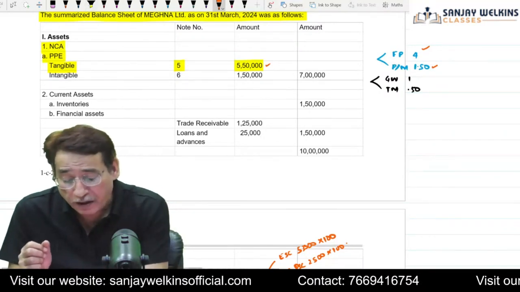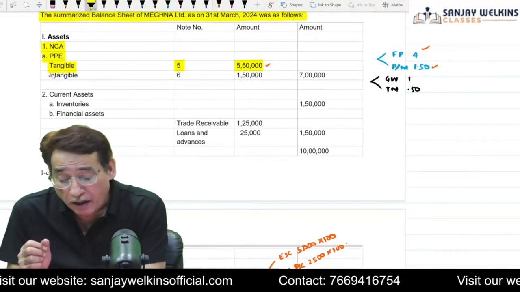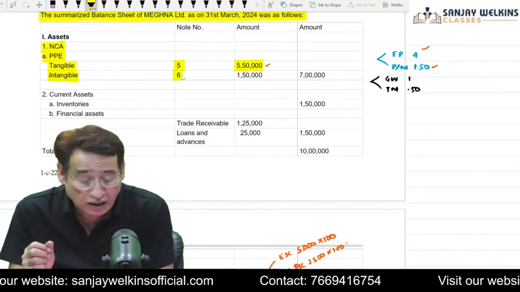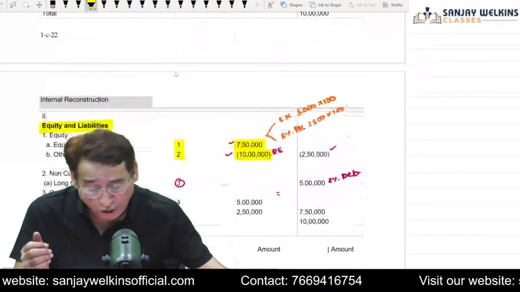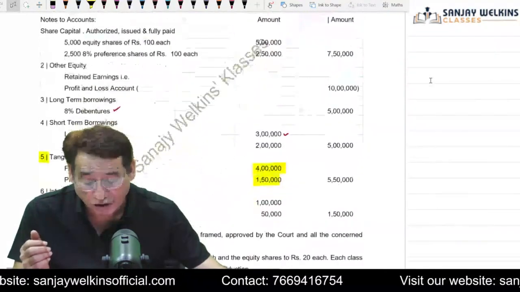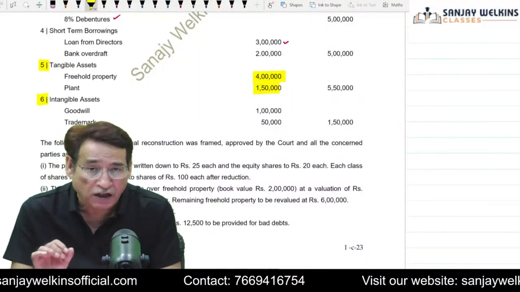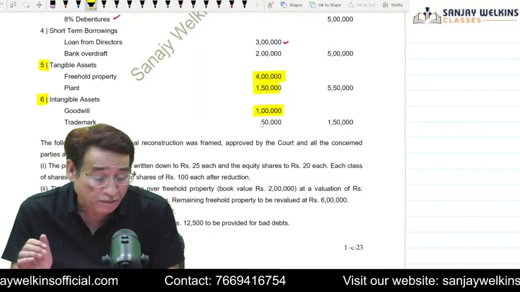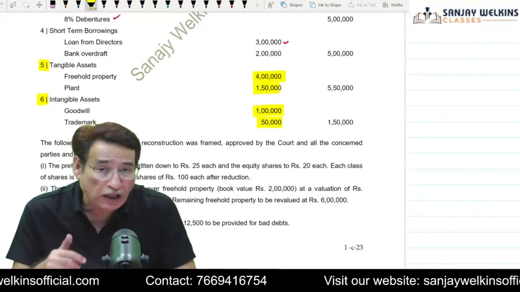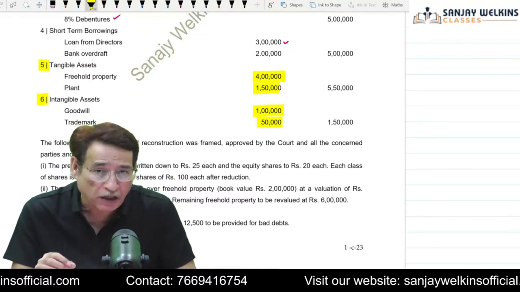Now, further here, another item is given: intangible, once again with a note number, note number 6. So I will look into note number 6. Let me see what is there in the question. In note number 6, it is stated that there are two items under intangible, totalling 1,50,000 under intangible assets.